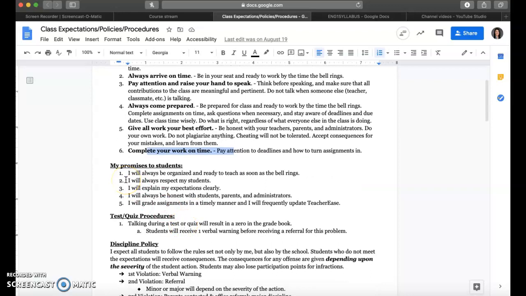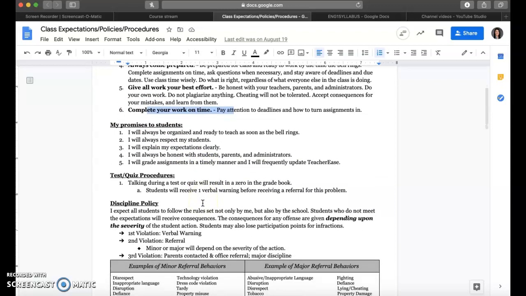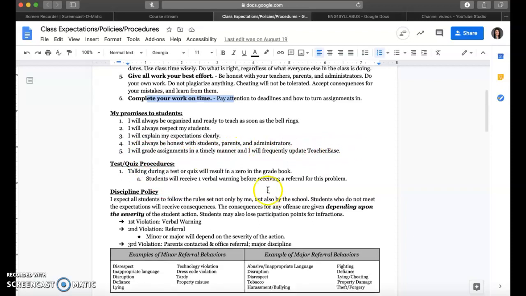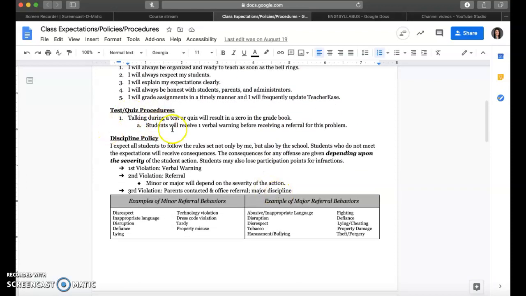My promises to you guys: I will always be organized and ready to teach as soon as the bell rings. I will always respect my students. I will always explain my expectations clearly. I will always be honest with you, parents and administrators, and I will grade assignments in a timely manner and frequently update teacheries.